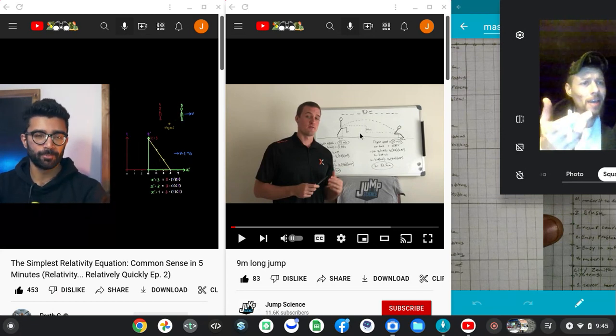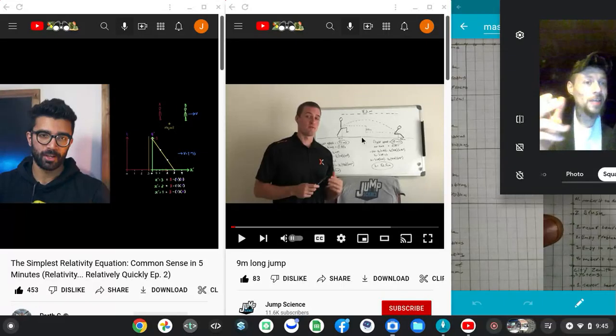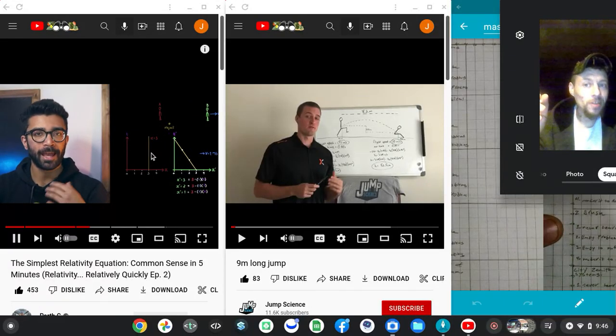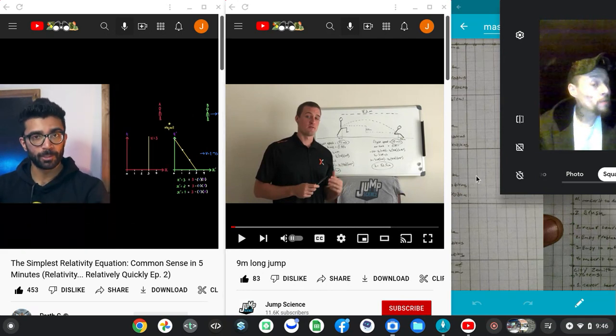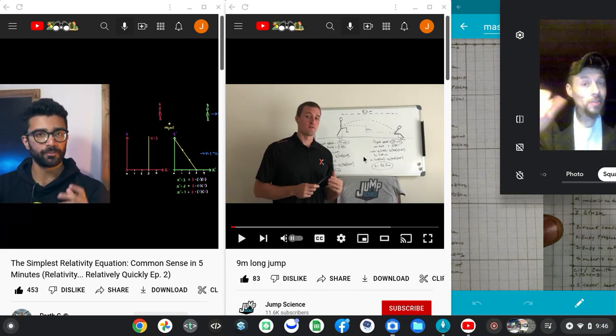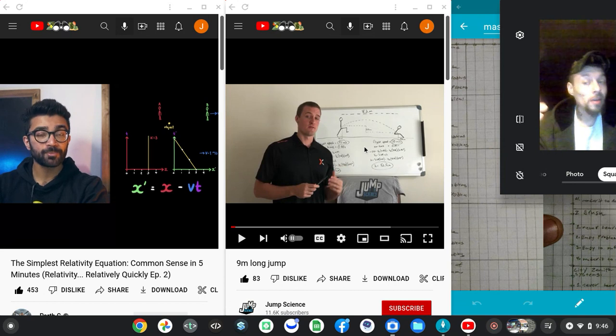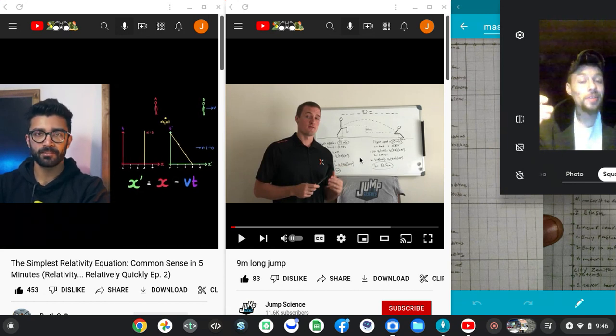Because the longer it's been, the further their origins are from each other, and so the bigger the difference there's going to be between x and x prime. So between what is measured by the first observer and what is measured by the second observer in terms of where the position is, x prime is equal to x minus vt.